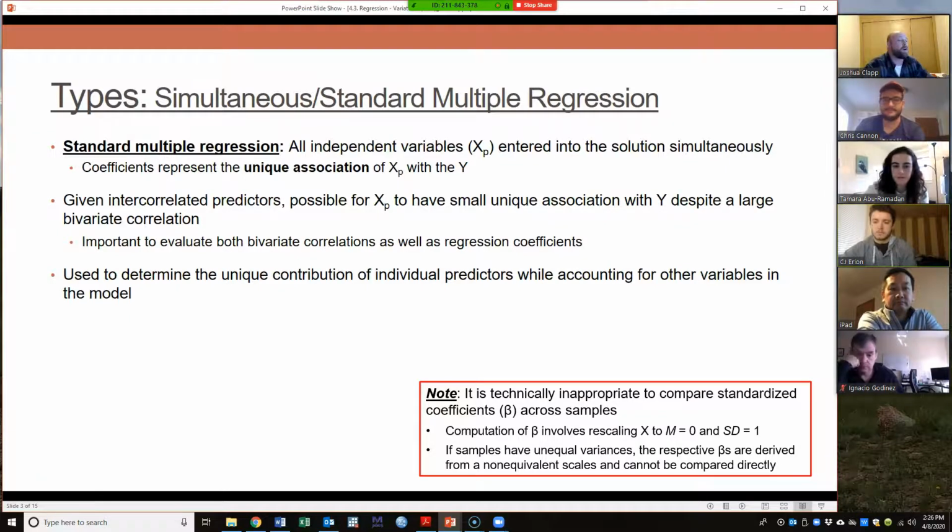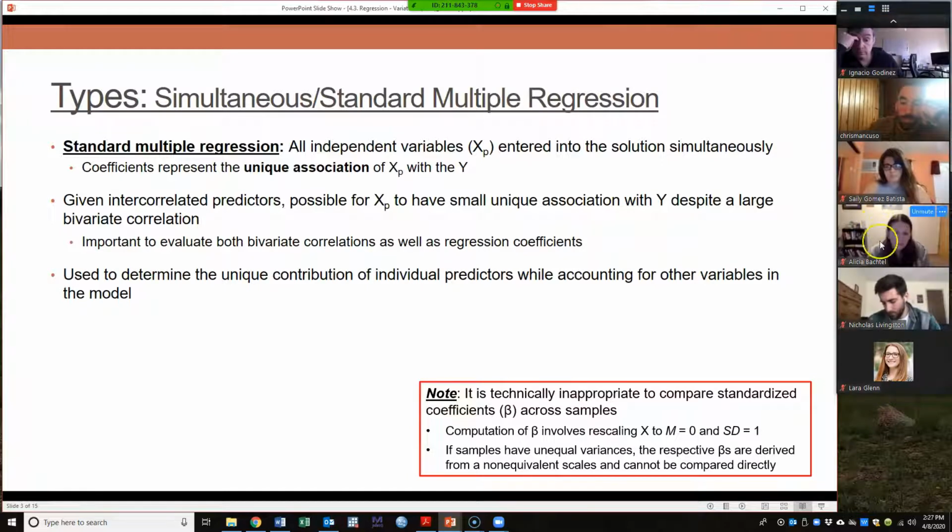Quick note on our simultaneous regression, regression models in general. When we're looking at, Alicia, what is the difference between my unstandardized coefficients and my standardized coefficients in these models?